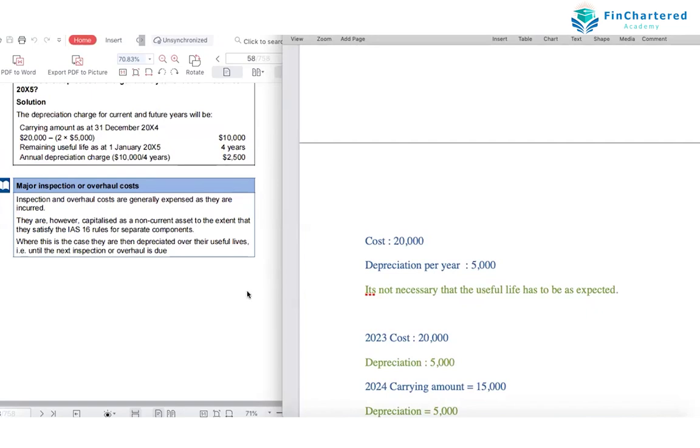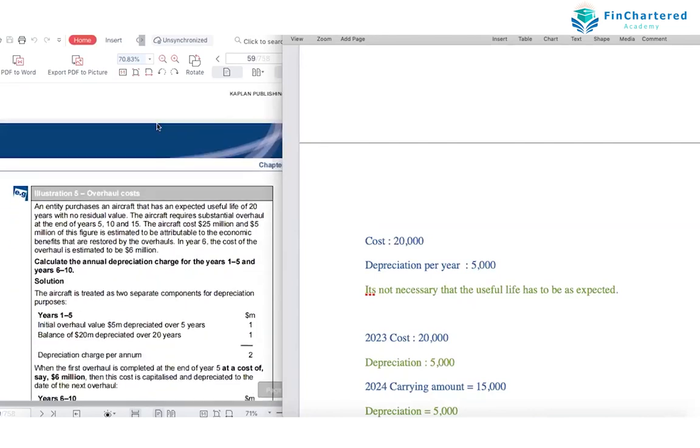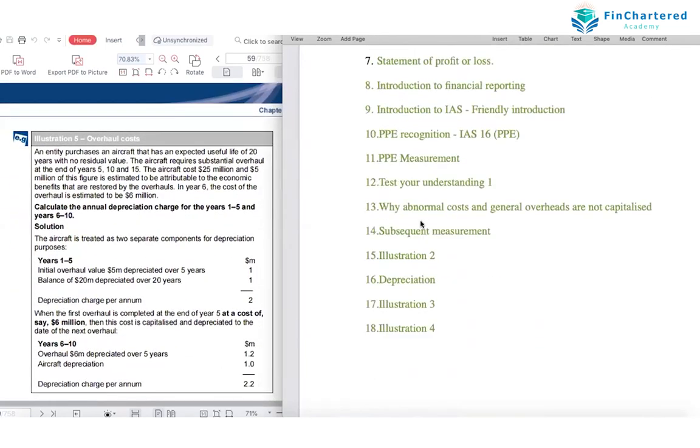Now, here, we need to understand what is overhaul? Overhaul is a major inspection that is happening, and we will understand this with the help of illustration 5.